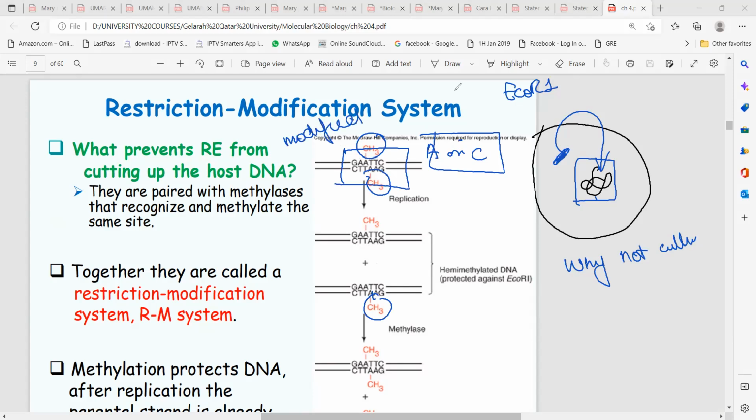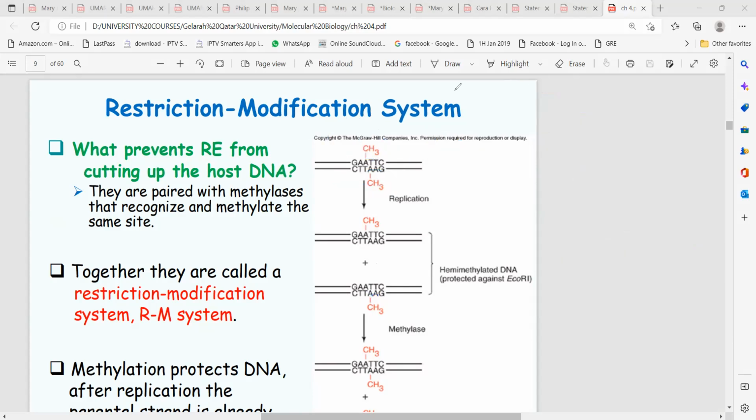Clear? This DNA is now modified. So when this DNA is modified, it means your bacterial endonuclease cannot recognize this and it cannot cut its own DNA. So they are paired with methylases that recognize and methylate the same site, means A or C. Together they are called a restriction modification system.